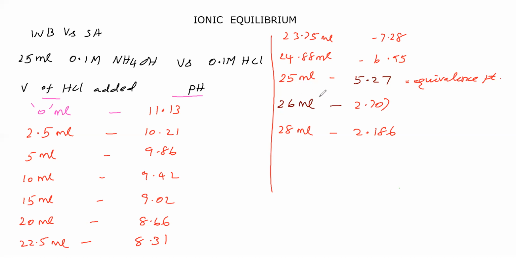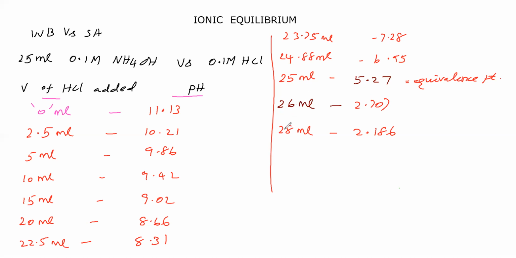Then from 25 to 26, how much is it reducing? See here 5, here 2.7, exactly. This does not happen in these other places, because this is near the equivalence point. Therefore, near the equivalence point, what happens to the pH? It reduces much.